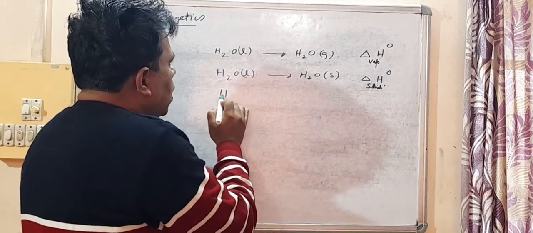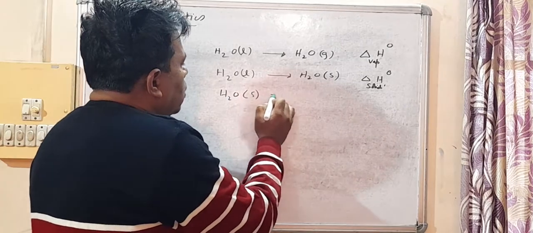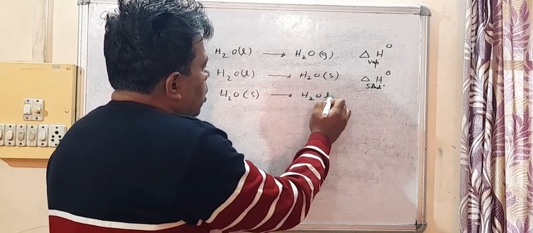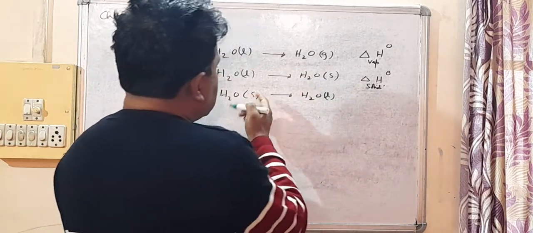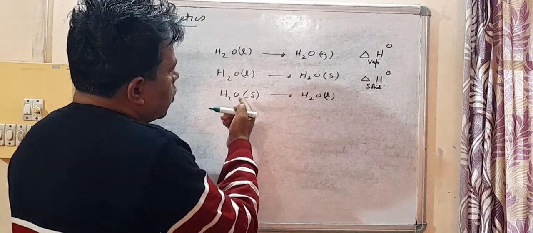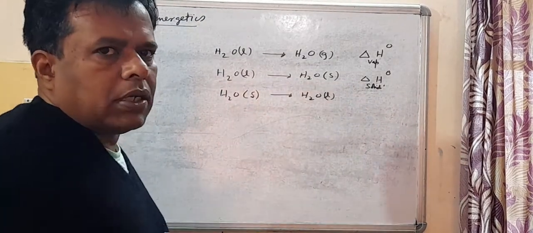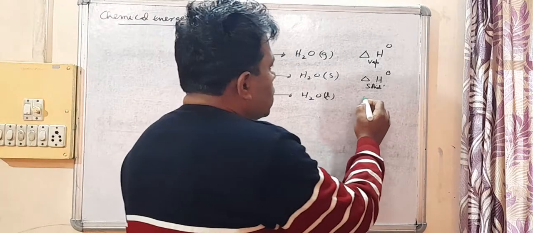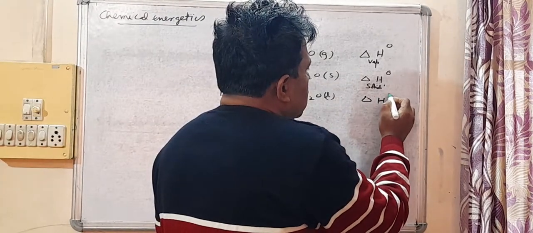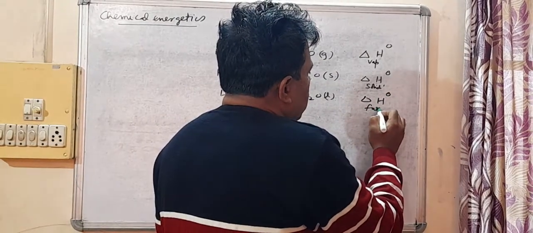Then say H2O solid to H2O liquid. This is called solid to liquid. This process is called melting or fusion. So here we write delta H naught fusion.